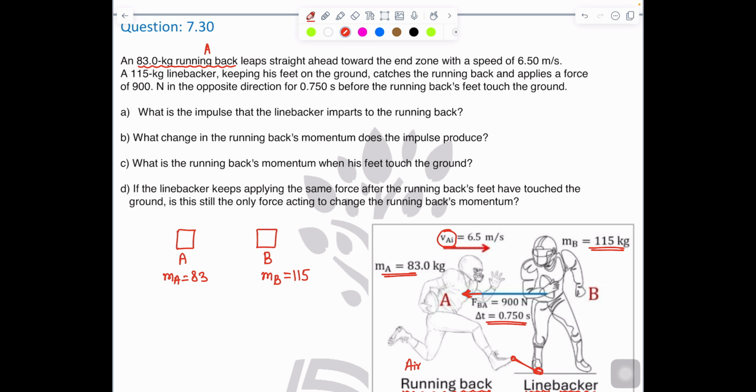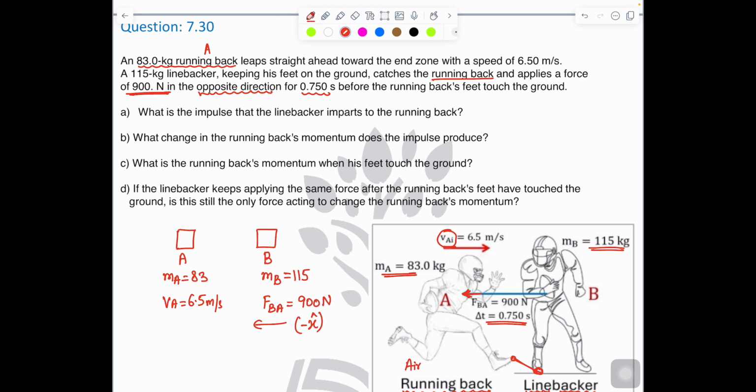Leap straight ahead towards the end zone with a speed, so the velocity of A is 6.5 meter per second. A 115 kg linebacker, keeping his feet on the ground, catches the running back and applies a force. You need to understand, it is the force by B on A. What is the value? 900 Newton, and the direction is this side, negative x cap. Clear?